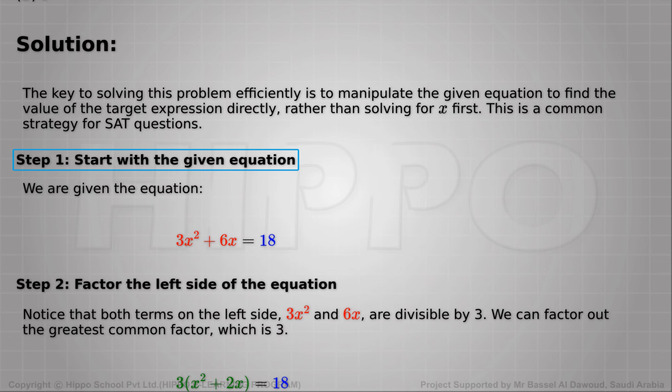As you see on the screen, our first step is simply to write down the equation the problem gave us. That's 3x squared plus 6x equals 18. This is our starting point, and everything we do will build from this equation.